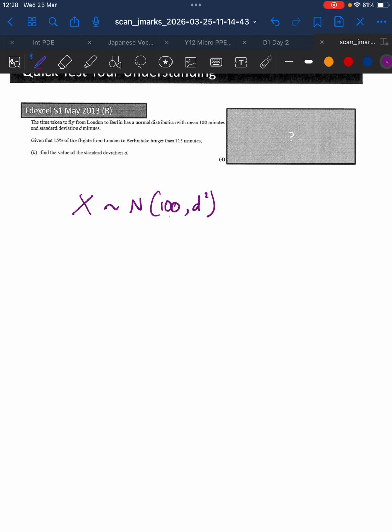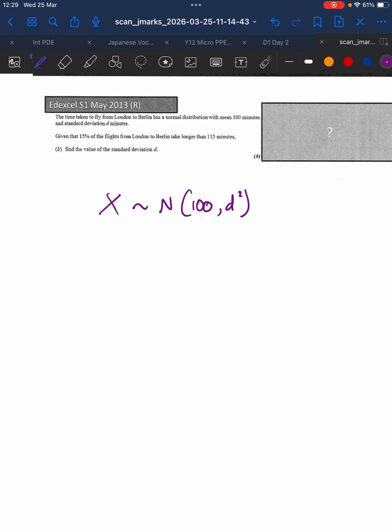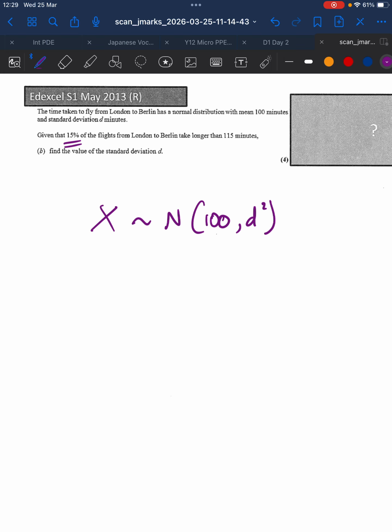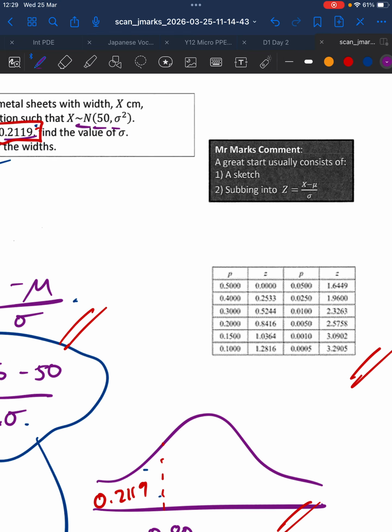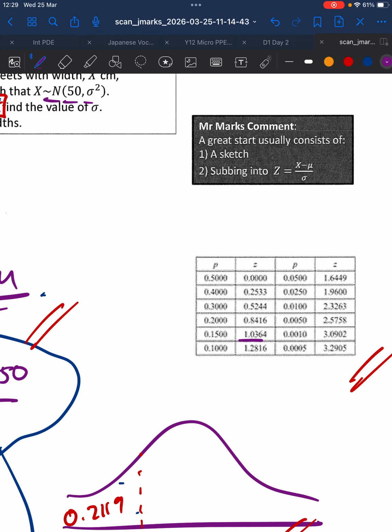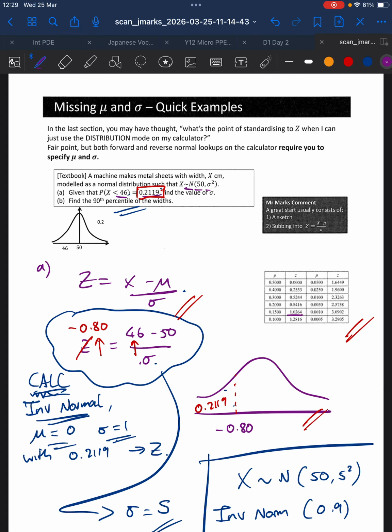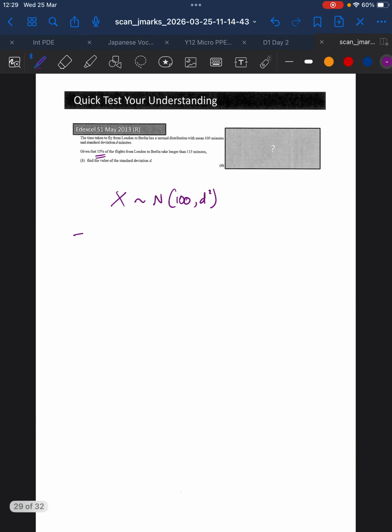Okay, so what could we do? Two approaches, really. It said 15% take longer, so that seems like a neat number, so I'm going to check the table for that first. That's the value, isn't it? So 15% corresponds to 1.0364. I'm going to write the code because I think the coding might be useful. So 1.0364.